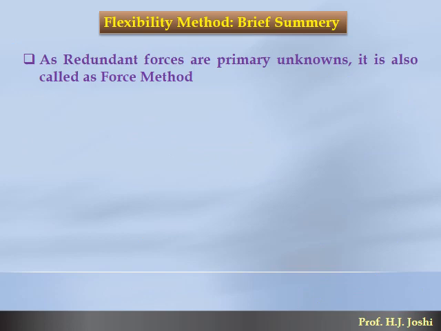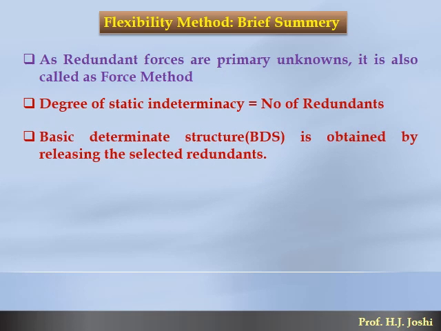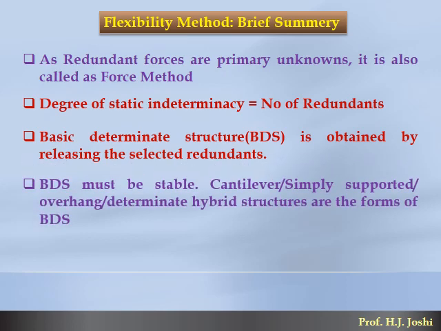So as discussed in earlier case, the brief summary of flexibility method is as under. As redundants are the only primary unknowns, this is also called a force method. Then, so as to define the number of unknown forces, we need the degree of static indeterminacy, the answer of which gives us the number of redundants. BDS, what we have discussed, is obtained by releasing the redundants. And an important point is BDS must be stable.